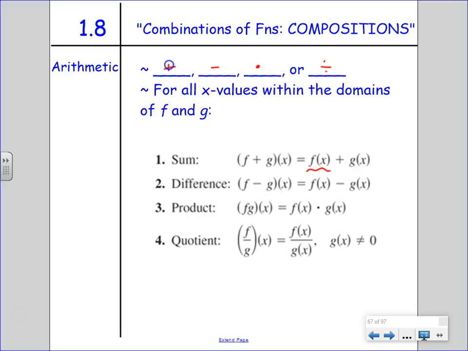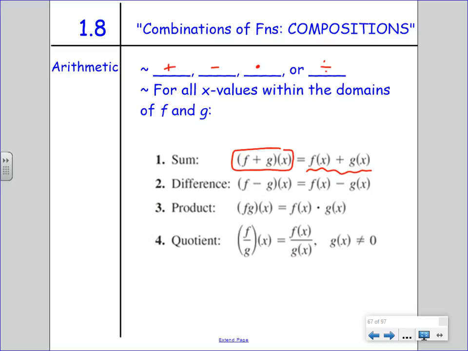Why am I having you write this? You guys know how to add two things together, yeah? But do you know that this notation means the same thing? That's where it gets weird. The notation might be a little funny, because this does not mean f plus g times x. This is function notation. So it's f plus g of x.